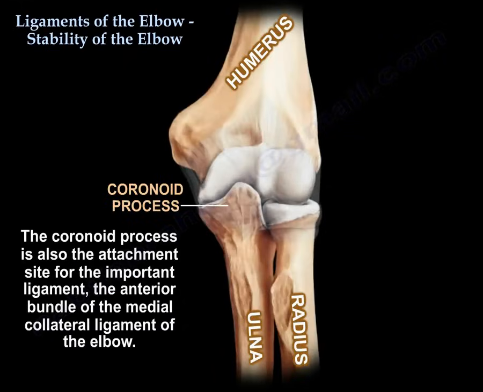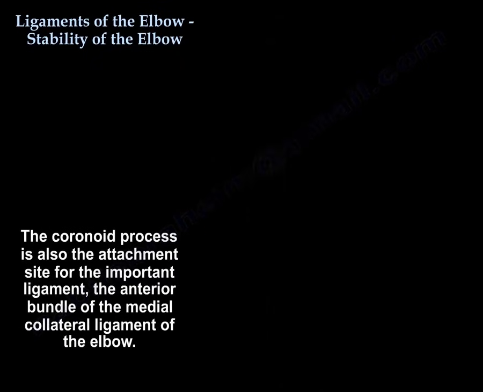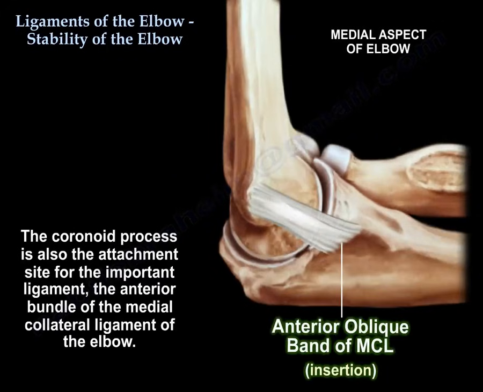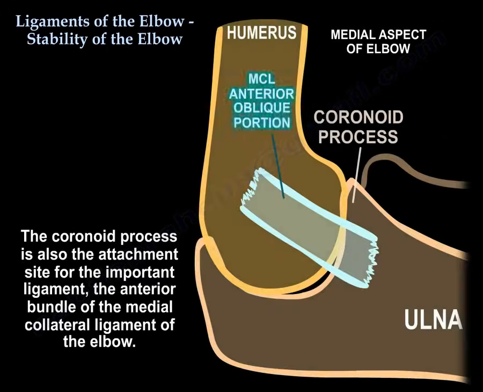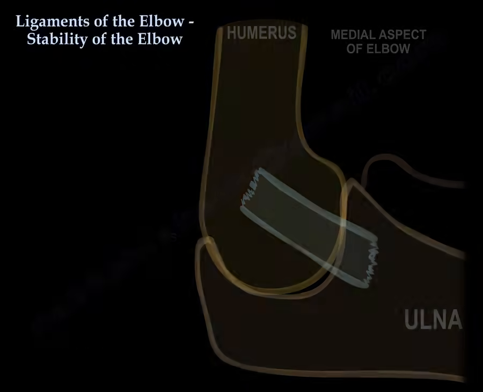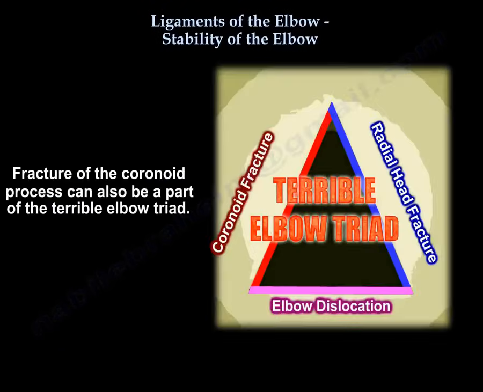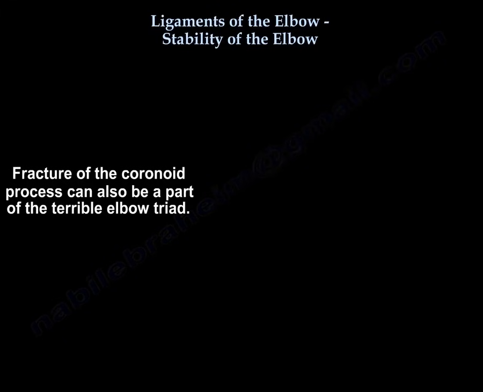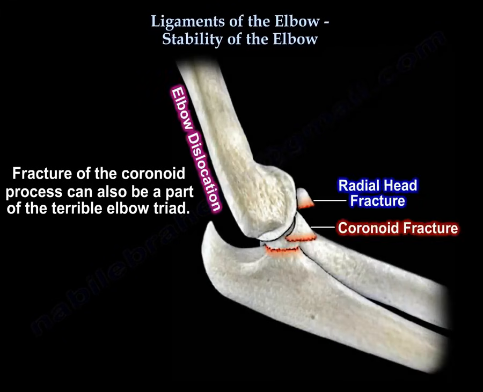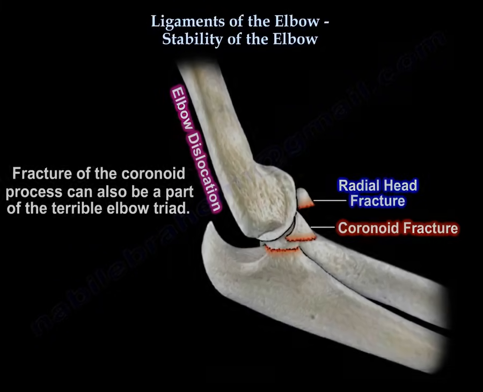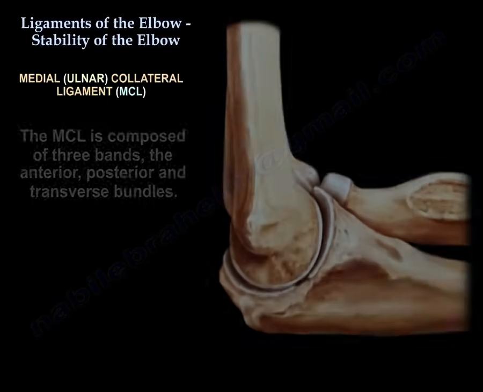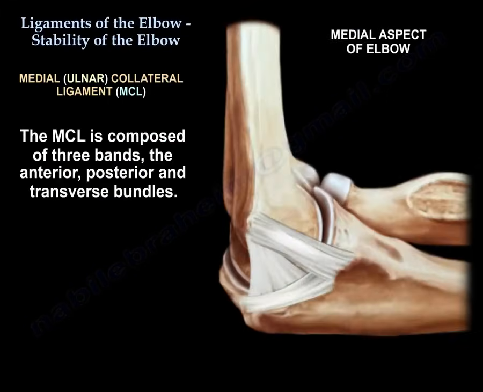The coronoid process is also the attachment site for the important ligament, the anterior bundle of the medial collateral ligament of the elbow. Fracture of the coronoid process can also be a part of the terrible elbow triad: an elbow dislocation associated with radial head fracture and the coronoid process fracture. Now let's talk about the ulnar collateral ligament or the medial collateral ligament.